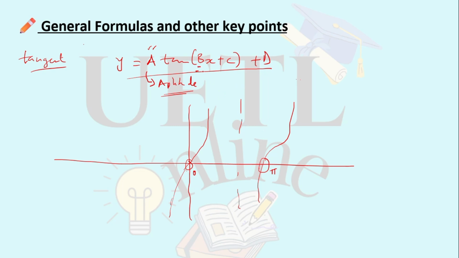If you multiply by 2 here, it means that this distance is going to be divided by 2. It is going to be shrunk, so it becomes pi over 2. I'm going to show you how this is going to affect the graph.